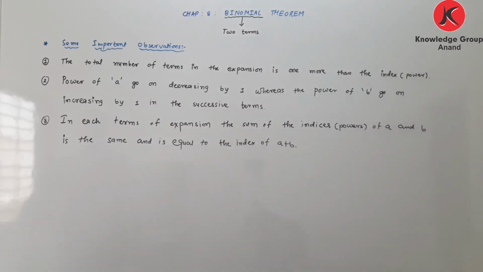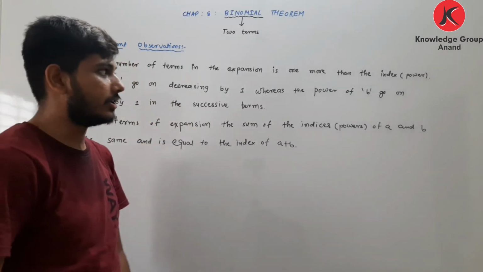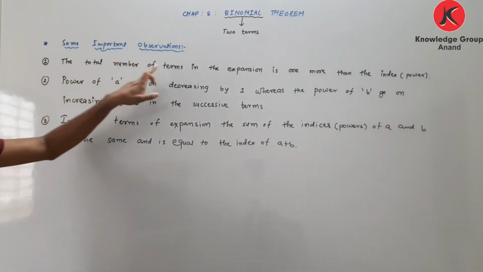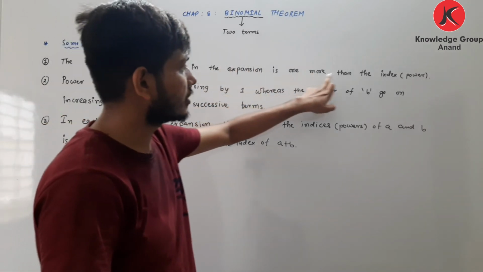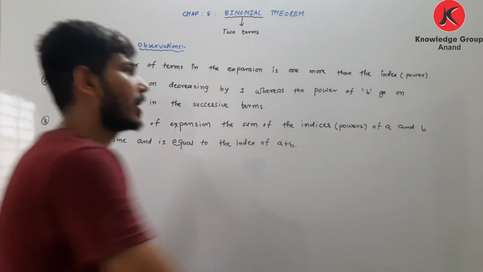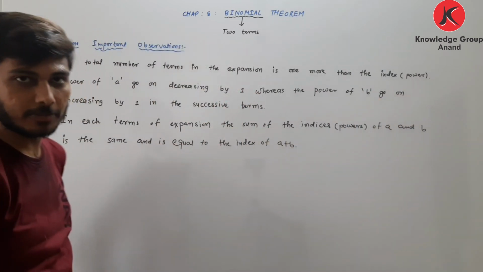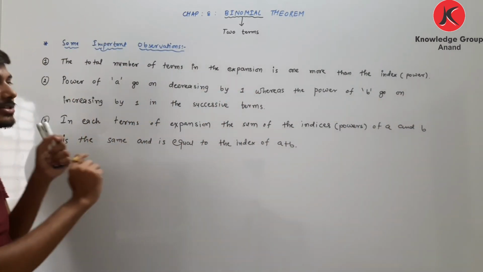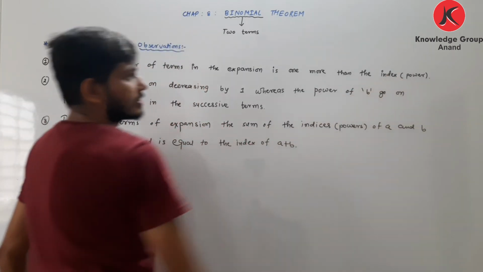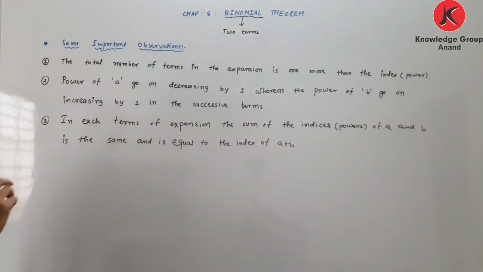Now some important observations are here. First observation: the total number of terms in the expansion is one more than the index or power of the binomial term. The power or index of the binomial term, whatever it is, the number of terms will be one more than the index. Suppose power is 2, then we will get 3 terms.